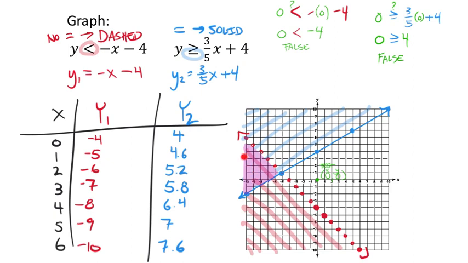Meaning, once again, if you were to test any ordered pair in this area, then you would get true statements from both of the inequalities. You can test that if you'd like, but it's math, so I kind of assume no one really wants to.